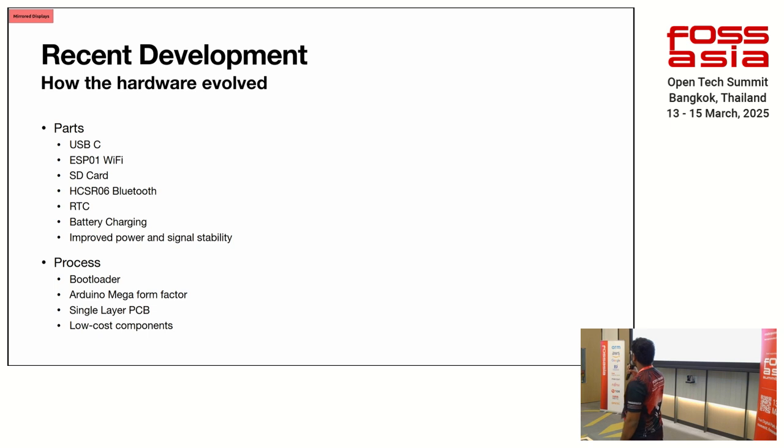Regarding the PCB design process, we included a bootloader, so you don't need any additional programmer to upload the firmware if there's a new version. And like I said, we moved the form factor to Arduino Mega, and when I say single layer, it means components on a single side. It's a 4-layer board, and we try to use better low-cost components replacing the old ones, so that it reduces the production cost and the price of the device.